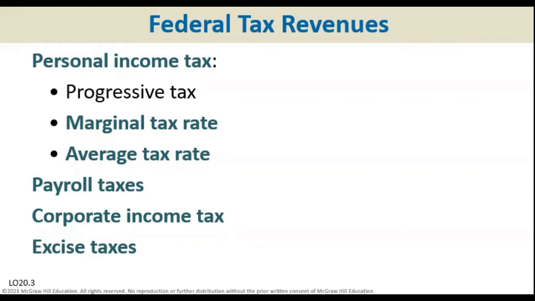A progressive tax means that higher tax rates apply to a higher bracket of income. So if you are in the high income bracket, your tax rate is higher, and vice versa. The marginal tax rate is the tax rate on each additional unit of income. And the average tax rate is found by taking the total tax paid and dividing it by the total taxable income.